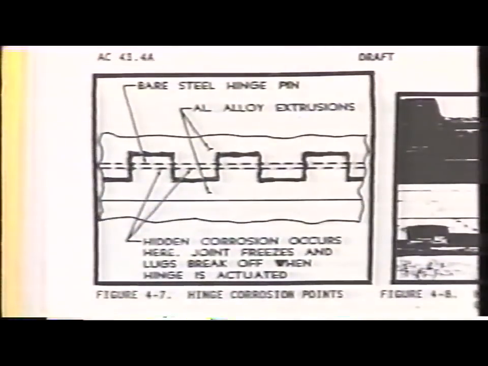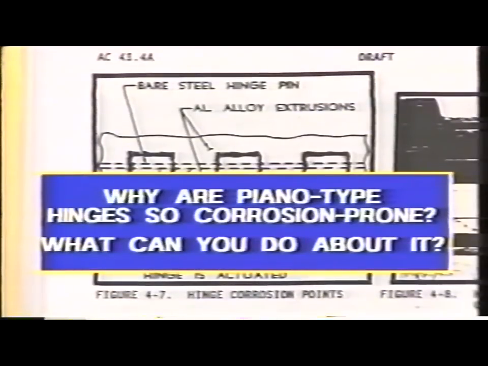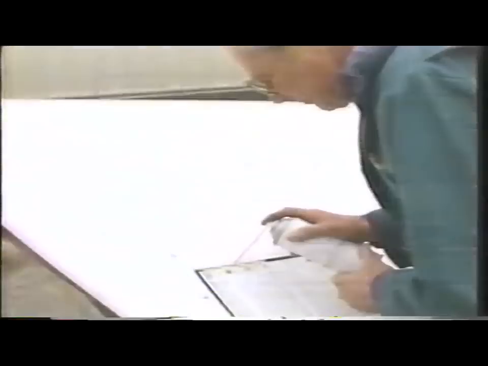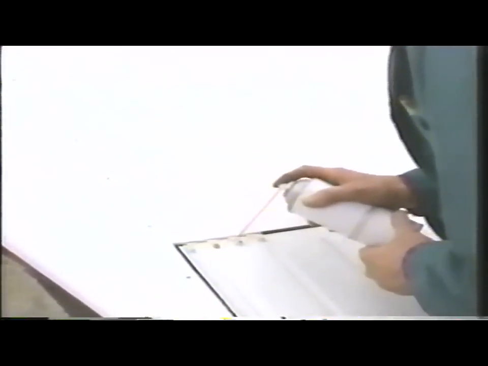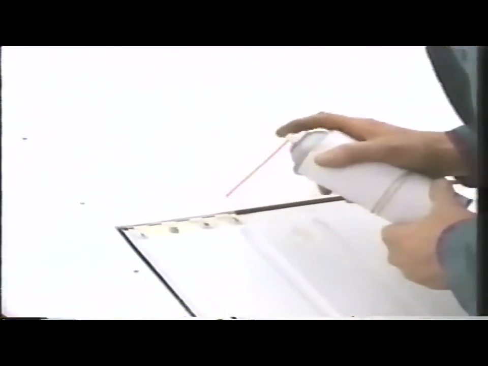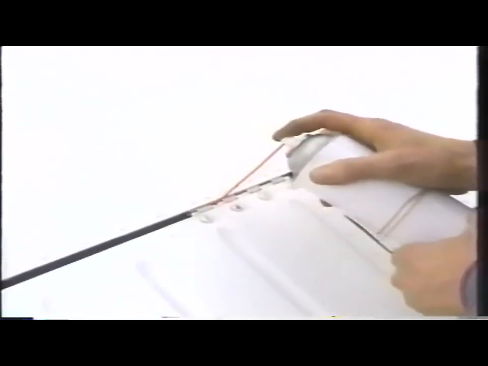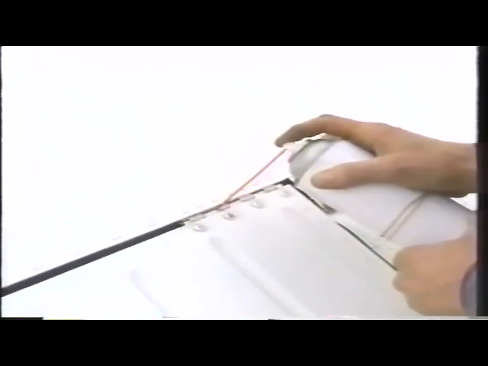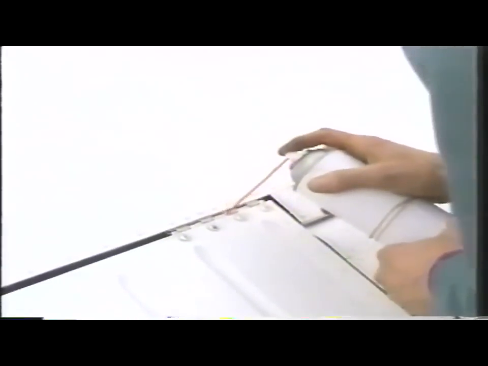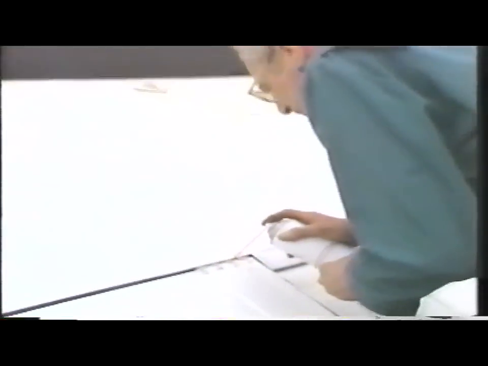Piano-type hinges used on access doors or plates tend to be a serious corrosion-prone area. Why is this so? And what can be done to stop it? Piano hinges are prime spots for corrosion due to contact between the steel pin and the aluminum hinge. They are also natural traps for dirt, salt, and moisture. Rarely used hinges will often corrode and freeze closed. To prevent this, they should be cleaned and lubricated during each inspection.